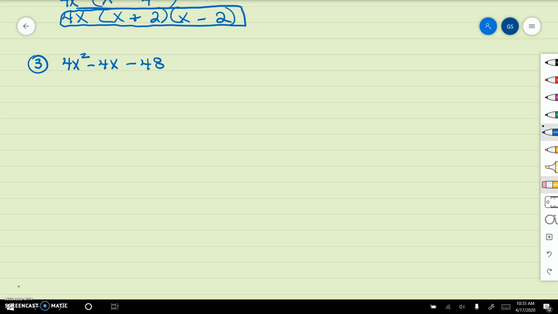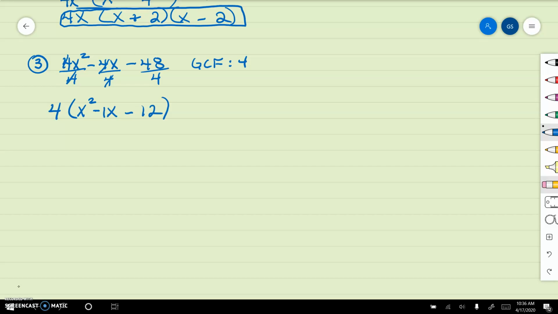Okay, in this case, I see that my GCF is 4. It's the smallest number there, and every other number, or coefficient or constant, is divisible by 4. I'm going to bring my 4 out. What's left over after I divide by 4 is going to be x squared minus x. You can put a 1x if you like. Minus 48 divided by 4 is 12.